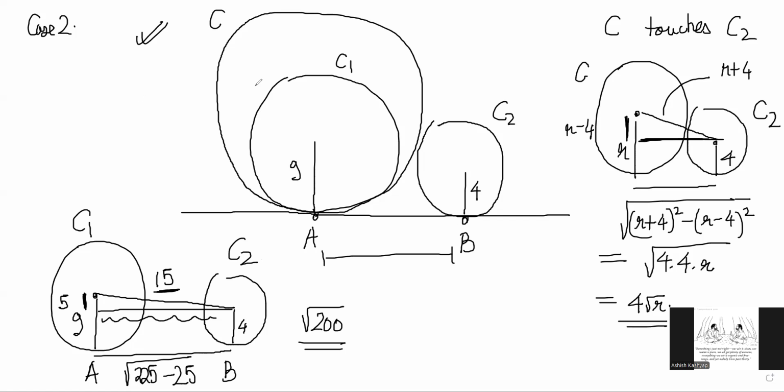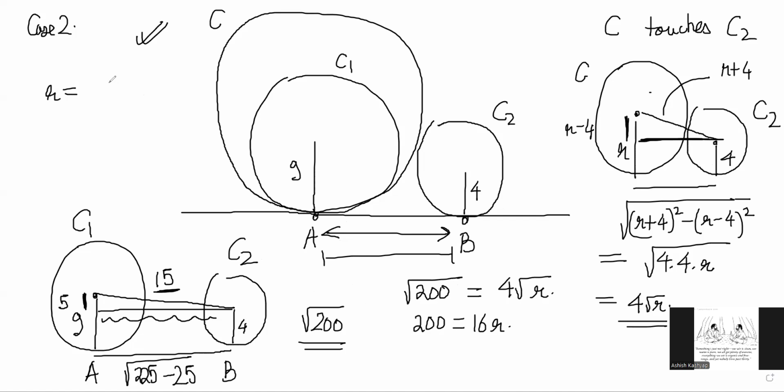This is the overall figure, and you should try to understand that in both the cases, I am measuring the length of the side AB one time using C and C2 and one time using C1 and C2. So now, since AB is the same length, root over 200 should be equal to 4 root over R. And this can be simplified as 200 is equal to 16R. And therefore, R is coming as 200 by 16. So that will be 25 by 2 in this case.